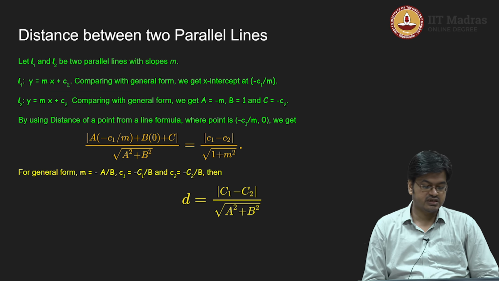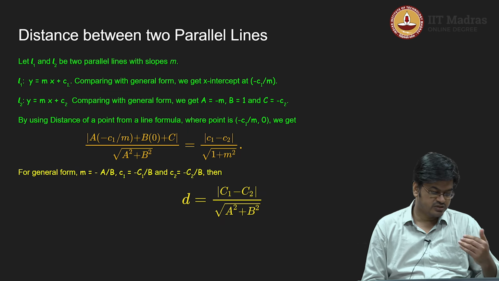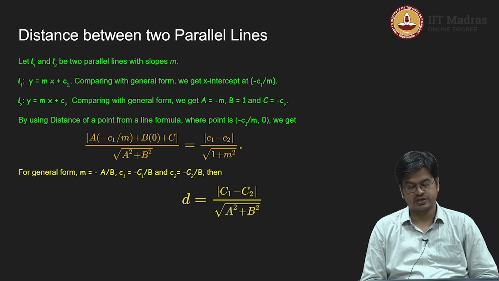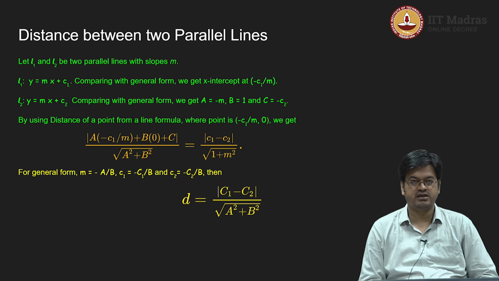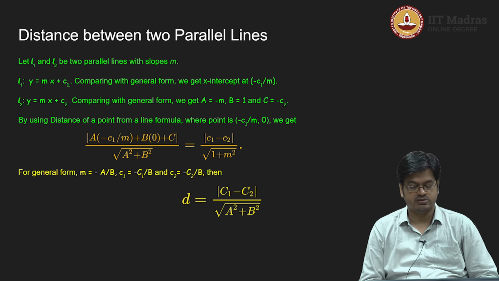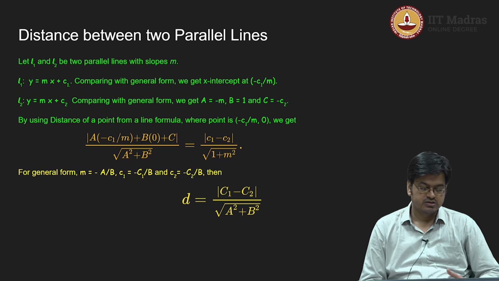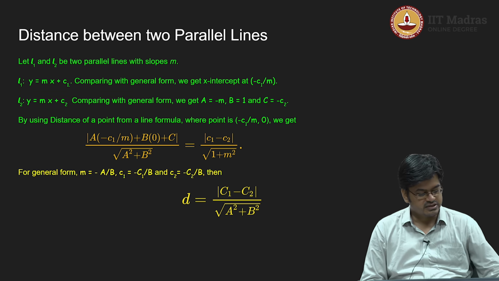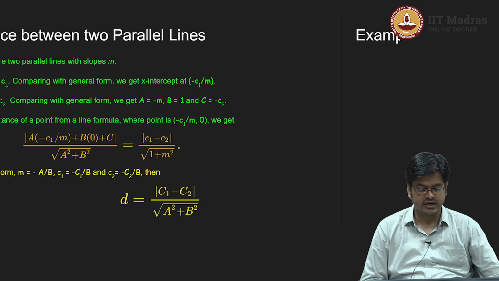So, this gives us a clear cut understanding of the interconnection between the slope point form and general form of equation, and we have figured out the distance between two parallel lines using the distance of a point from a line formula. Okay. So, now we will solve some examples to concretize the concepts.